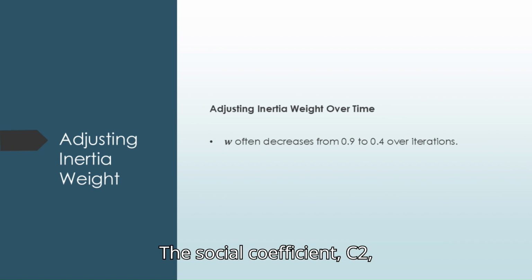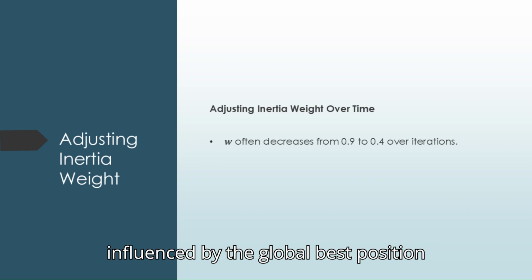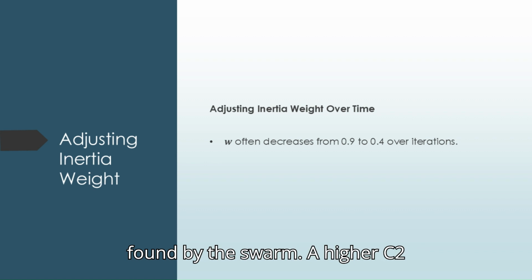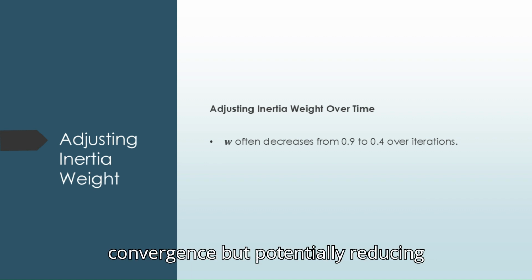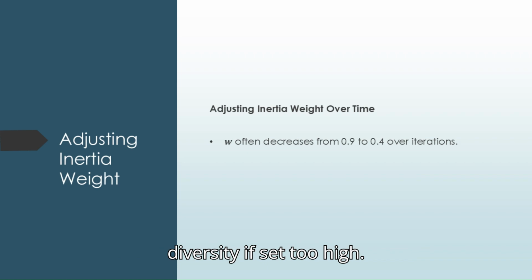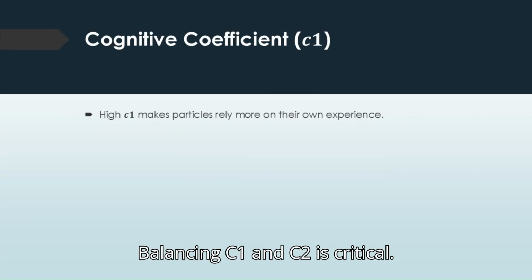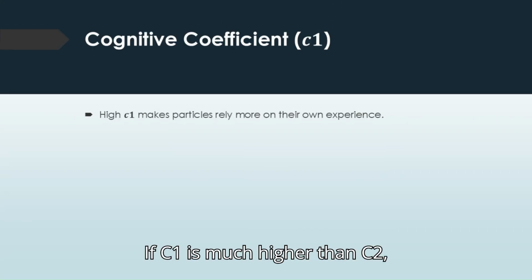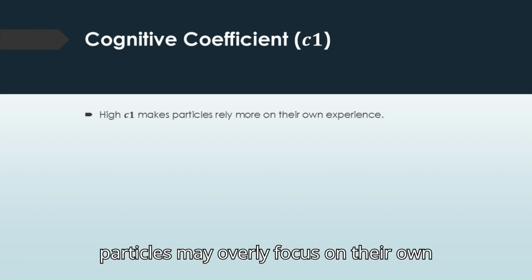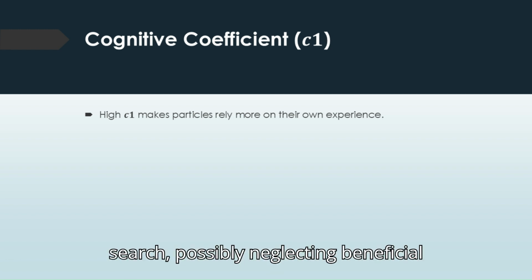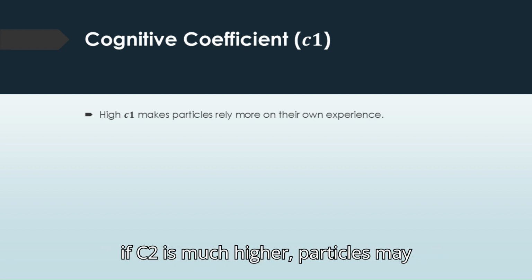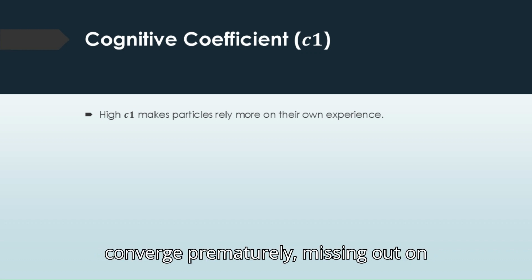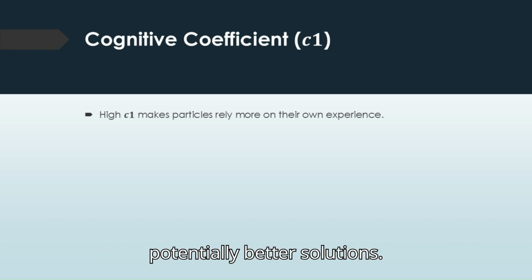The social coefficient, C2, controls how much a particle is influenced by the global best position found by the swarm. A higher C2 value encourages particles to align with the swarm's best solution, promoting convergence but potentially reducing diversity if set too high. Balancing C1 and C2 is critical. If C1 is much higher than C2, particles may overly focus on their own search, possibly neglecting beneficial information from the swarm. Conversely, if C2 is much higher, particles may converge prematurely, missing out on potentially better solutions.